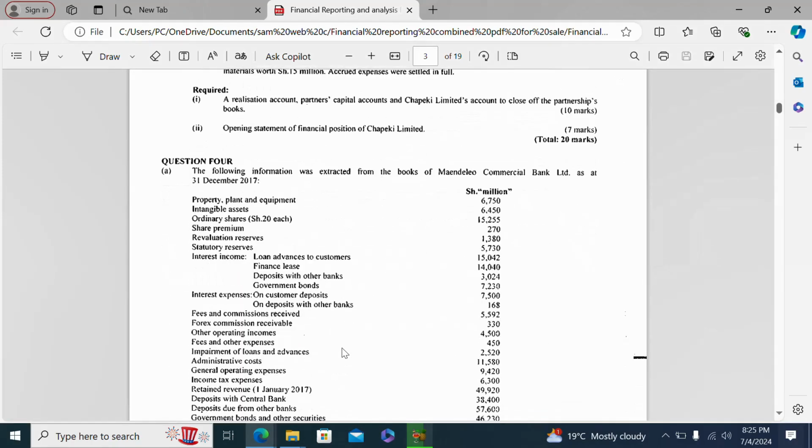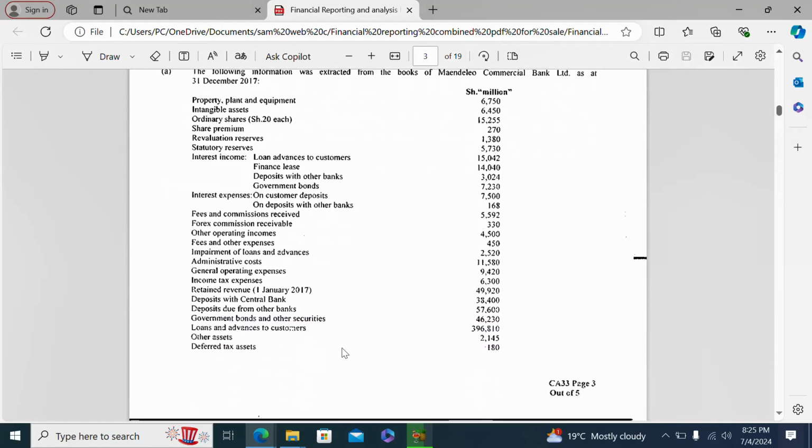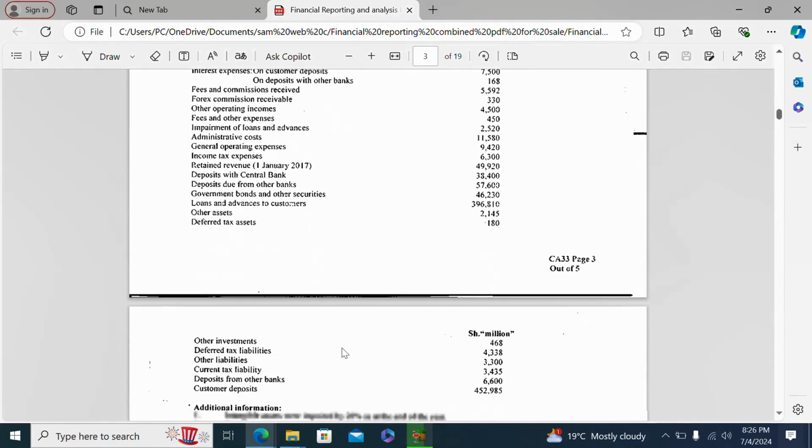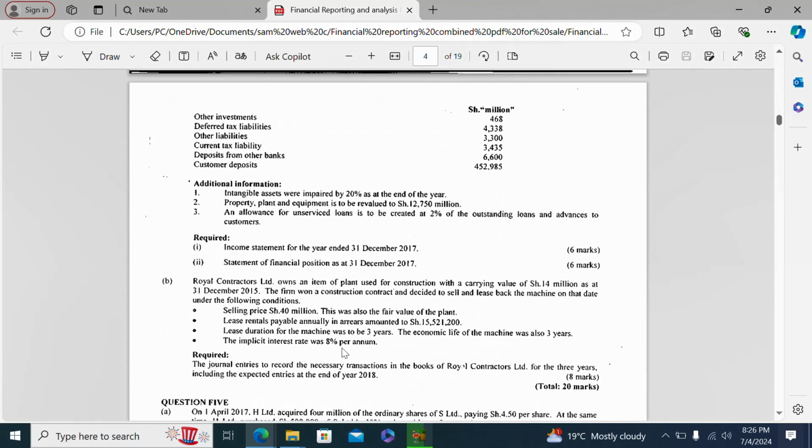The following information was extracted from the books of Maendeleo Commercial Bank. So this is a question on banking, and in this question the examiner required an income statement for the year ended 31st December 2017, and a statement of financial position as at 31st December 2017.